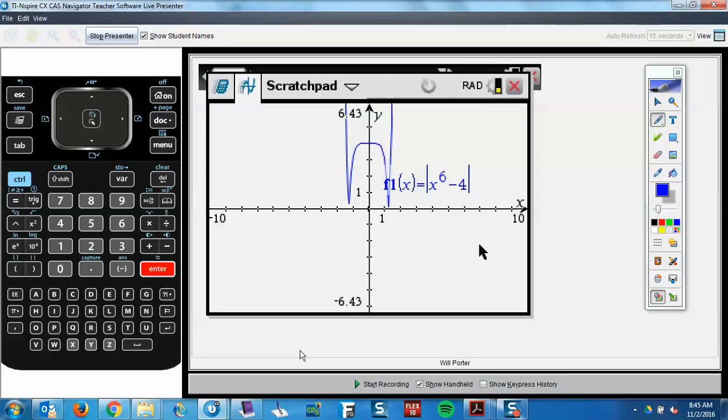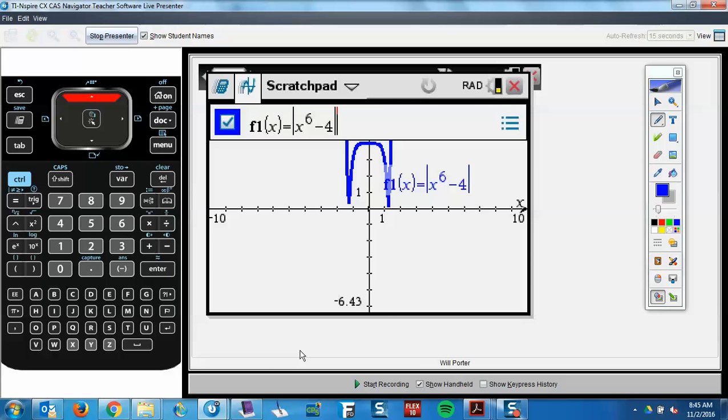Right? Yeah, x to the 6 minus 4. There you go. Do the absolute value. Now, it looks like it doesn't touch, but it actually does. That's just a little bit of limitation of the calculator.